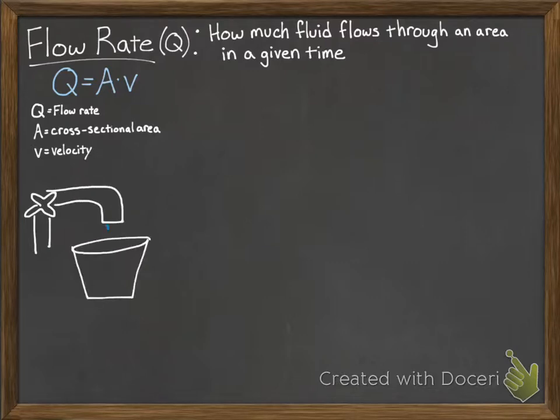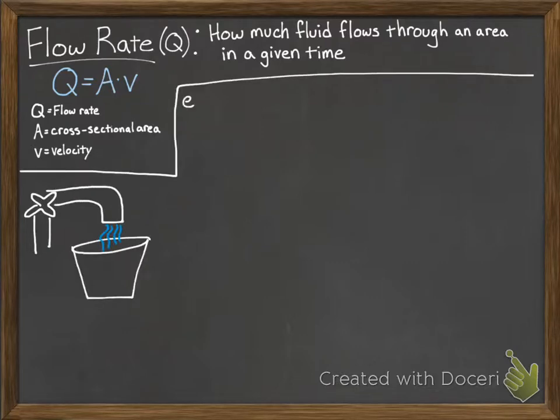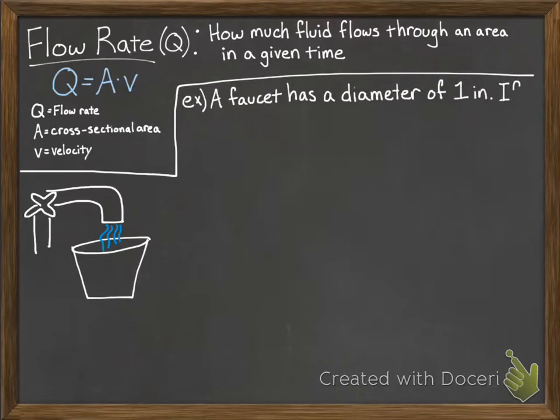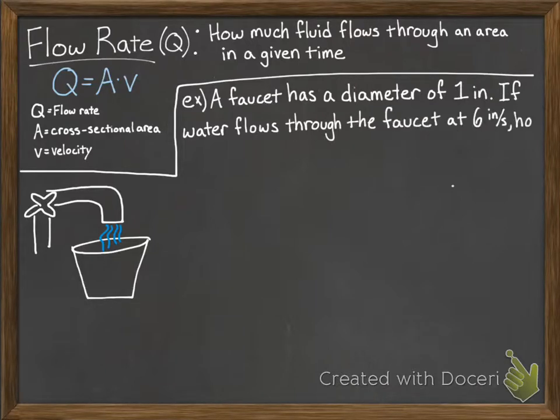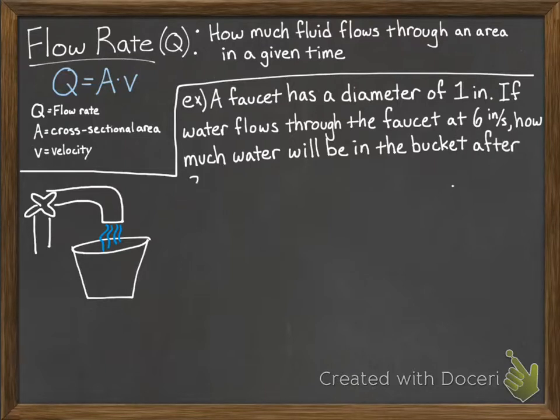Let's say we've got this faucet. You're trying to fill up a bucket in your house, and the faucet has a diameter of 1 inch. Okay, so we're given the diameter here, not the area. That means we have a little work to do first. And the water flows through the faucet at 6 inches per second. So we want to find out how much water will be in the bucket after 20 seconds.